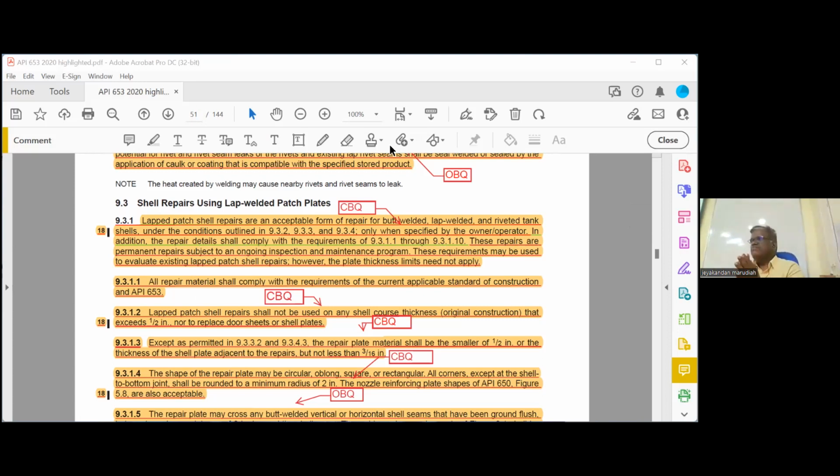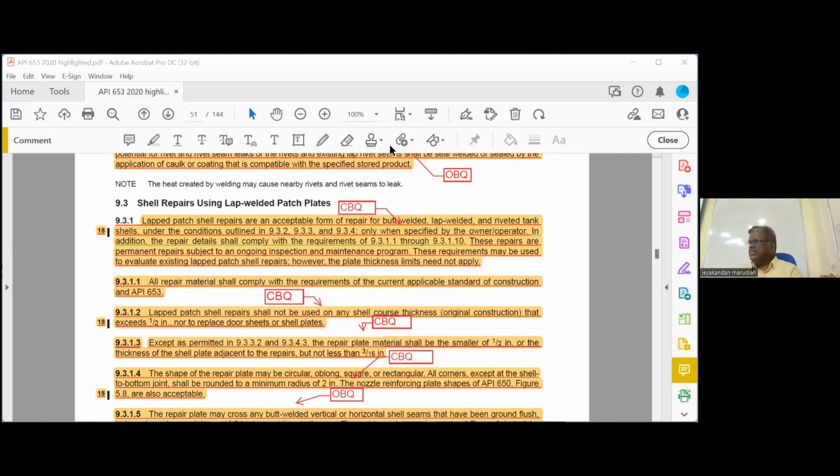Again, I will compare. For butt welded patch, minimum. We are talking about the shell. Don't confuse it with the bottom plate. Bottom is entirely different. In any tank, shell conditions are different, bottom conditions are different. For the shell, we have 2 types of repair. One is called flush patch, butt welded. Another one is called fillet patch, a patch plate over the existing plate.